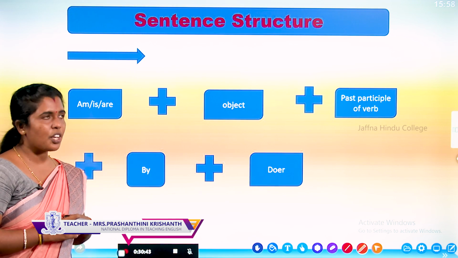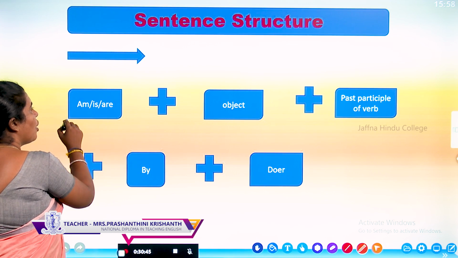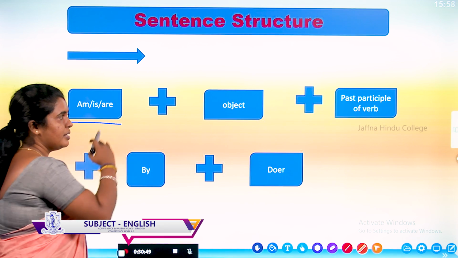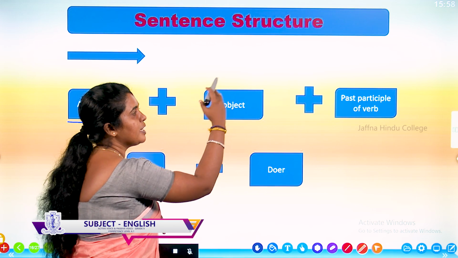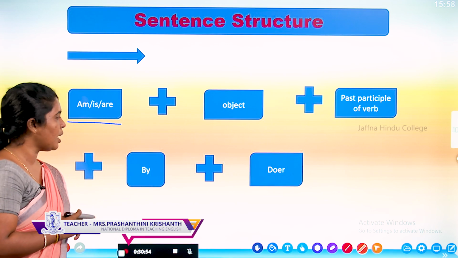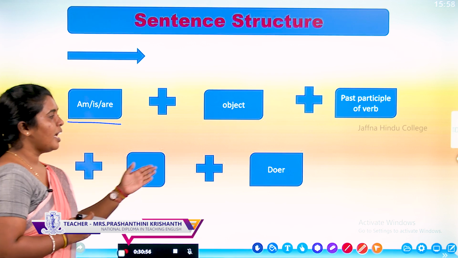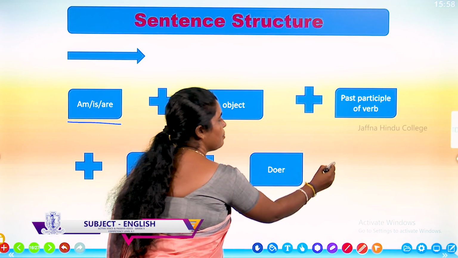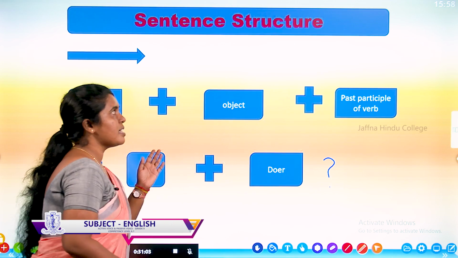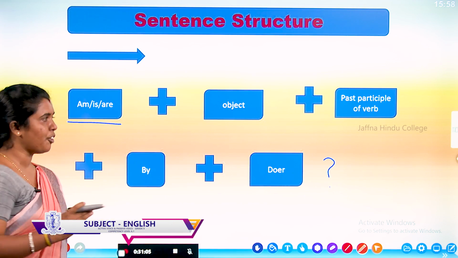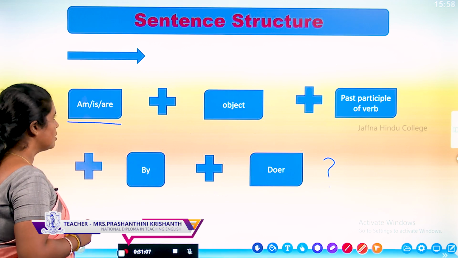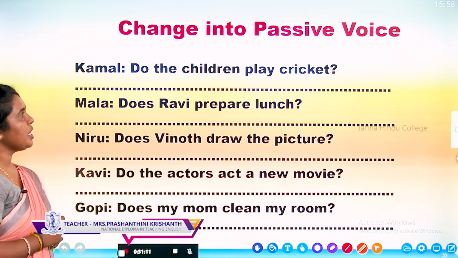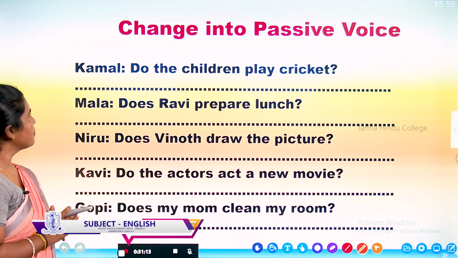This is the sentence structure. Am or is or are. The helping verb should come first, then the object, after that the past participle of the verb, then by, and finally the doer. Don't forget to put the question mark, okay, because this is question form, interrogative form. Right. Now go to the activity. Change into passive voice. Clear?